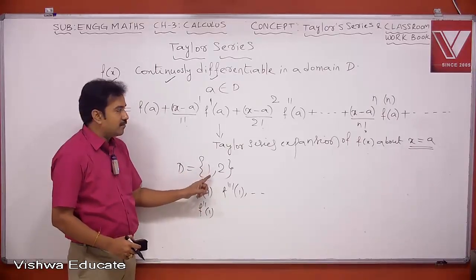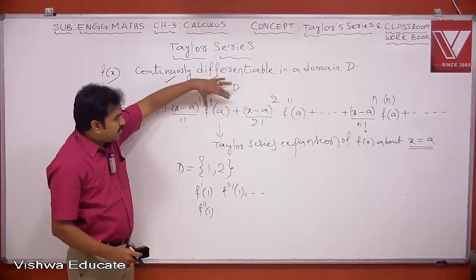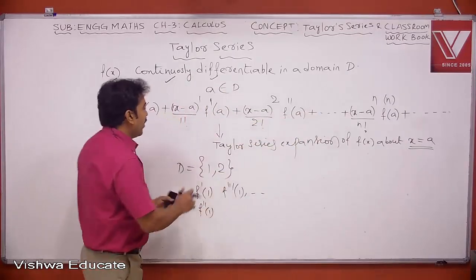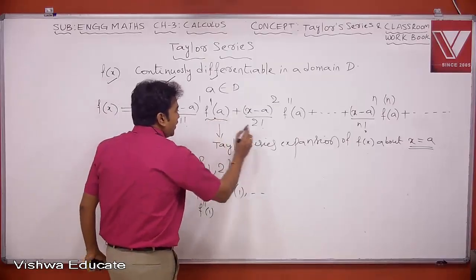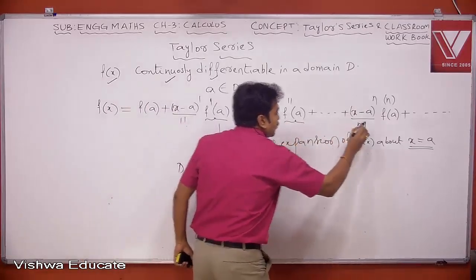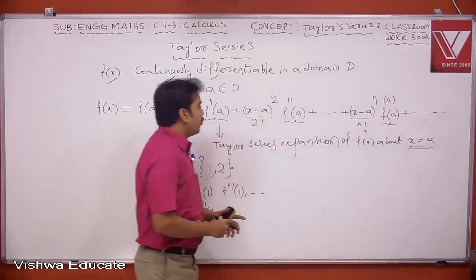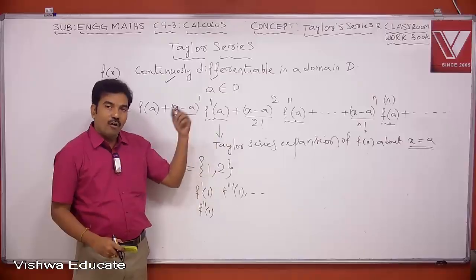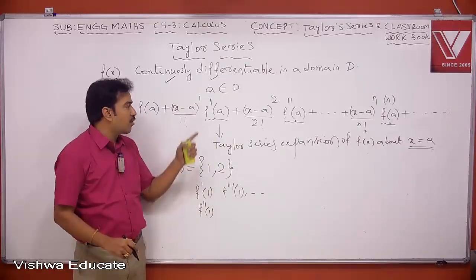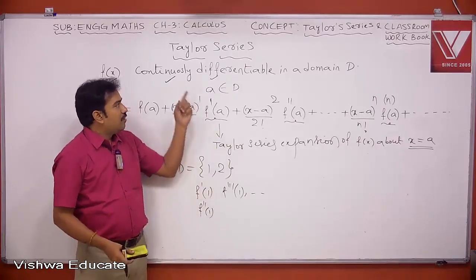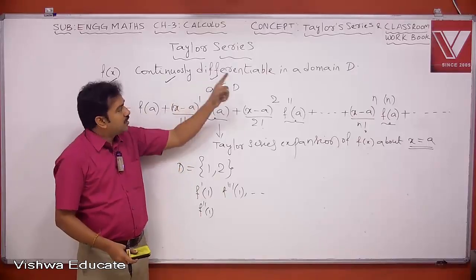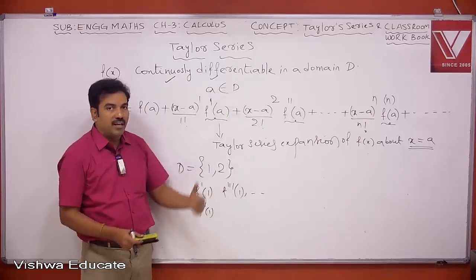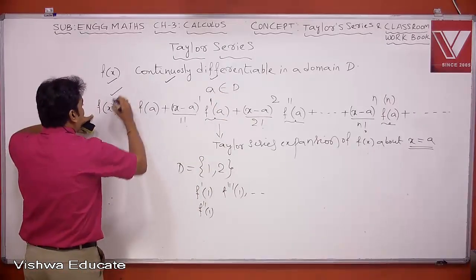So if I take a equal to 1, I must know what this is. I wrote here f dash of a, second derivative, third derivative like this. Whenever this is a finite number, then I can write. So this must be a finite number, next this must be a finite number like this. Therefore, the function has the derivatives of all orders at all points of D. Out of all those points, I am selecting one element which I call a. So whenever f of x is a function which is continuously differentiable in a domain D and a is any element of D, then f of x can be represented like this.